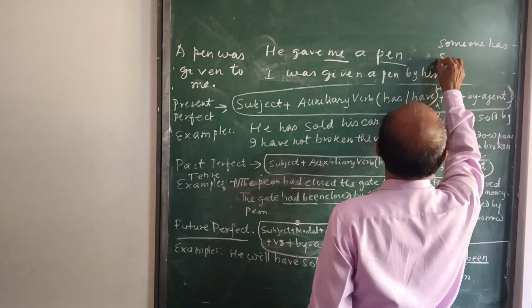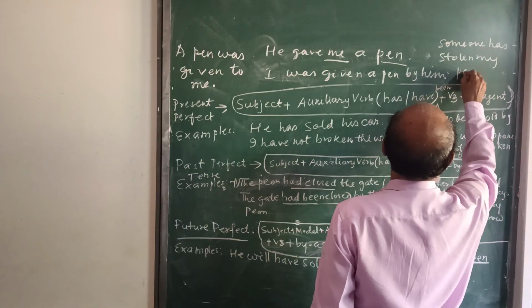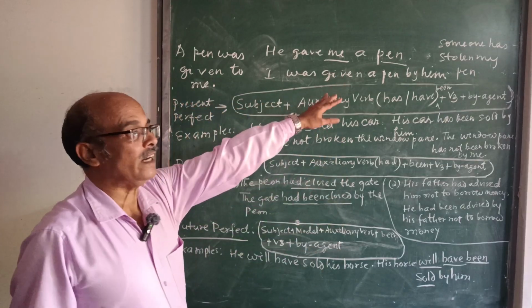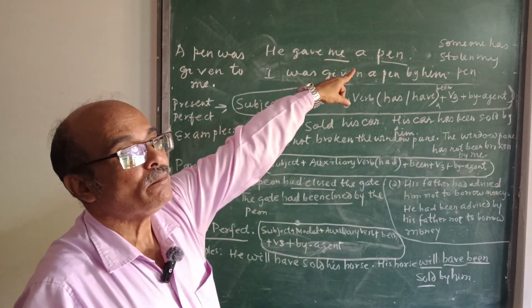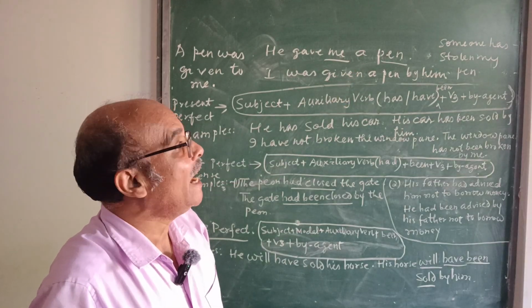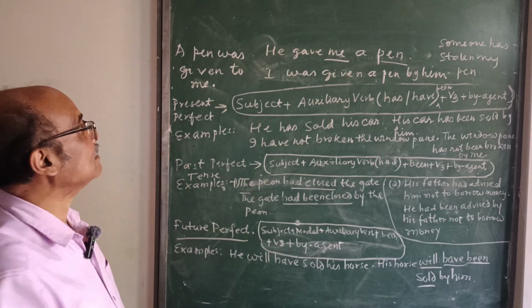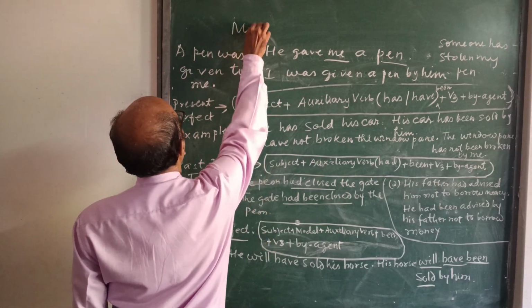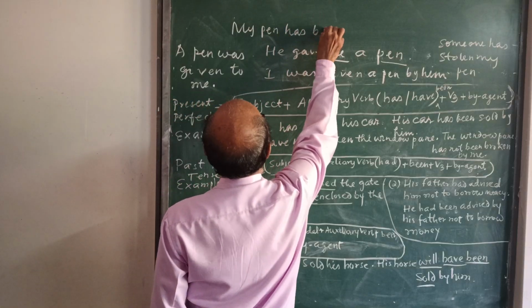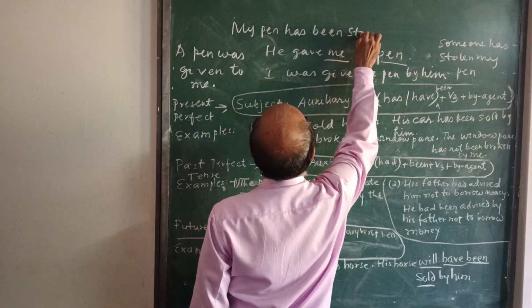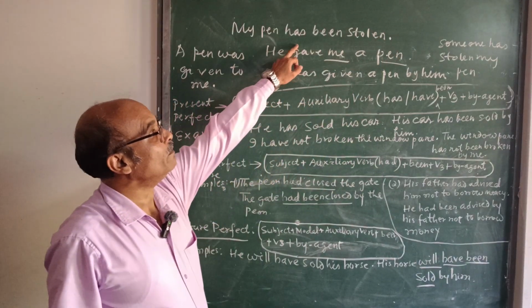Okay, so sometimes someone has stolen my pen. When someone is not a definite subject, it cannot be used as the by agent when you turn it from active to passive voice. My pen has been stolen. Has been stolen will be used here.